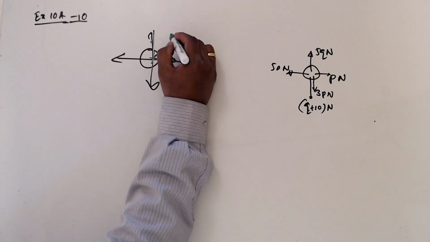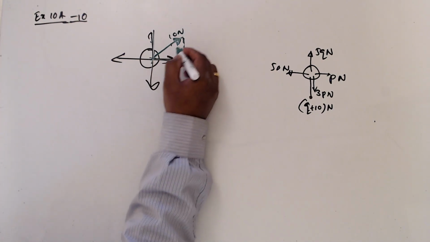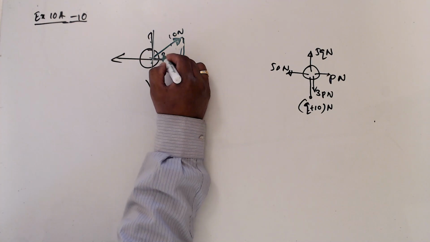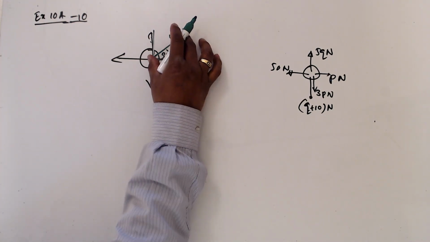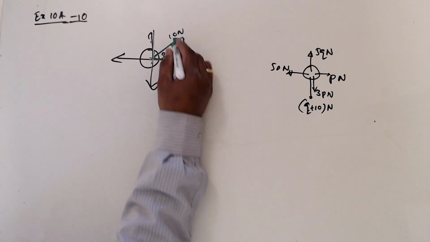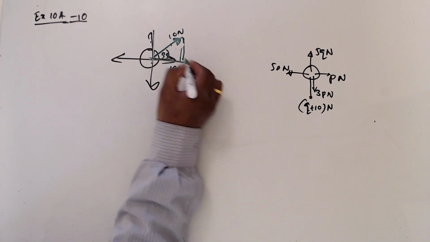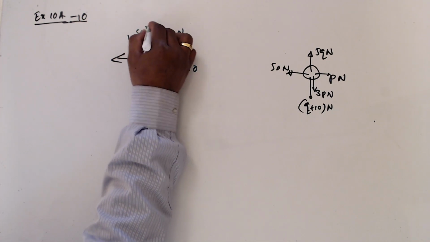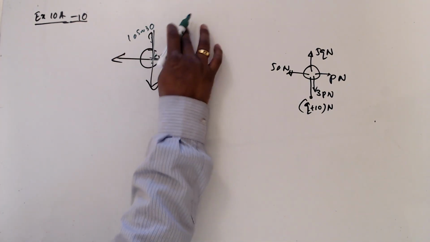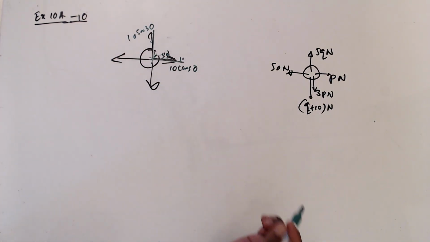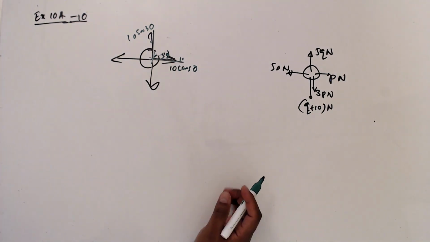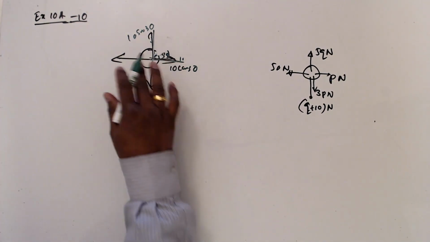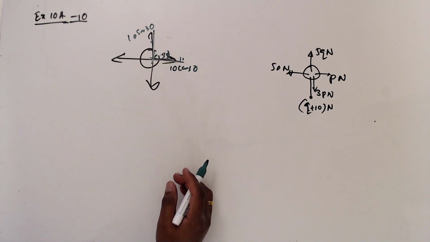So we will break this one. For example, this is 10 newton. Then assume this angle is 30. Then we break this 10 newton into 10 cos 30 and 10 sin 30, and we will delete this one. Now we have only horizontal and vertical again. So that's how we usually do it. We will work with this kind of sum in the future.